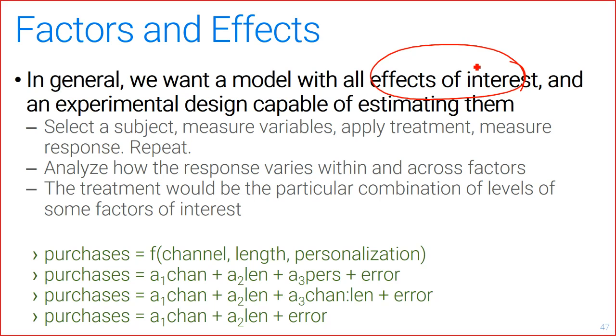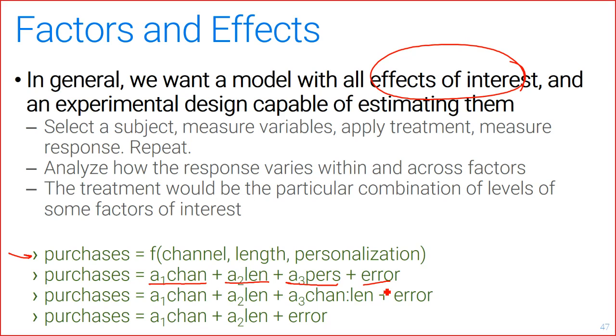So imagine that in the case of Bol.com, or communicating with the clients, maybe we are interested in seeing whether there is an interaction effect between the channel and the length. So we could have different analysis models. We could say, conceptually, the purchases depend on the channel, on the length, and whether we are personalizing to each customer or not. By the time we analyze the data, we might think about a model in which we have the main effect of the channel, the main effect of the length, the main effect of whether we personalize or not, and of course, random error.